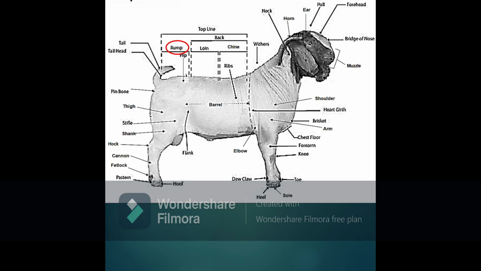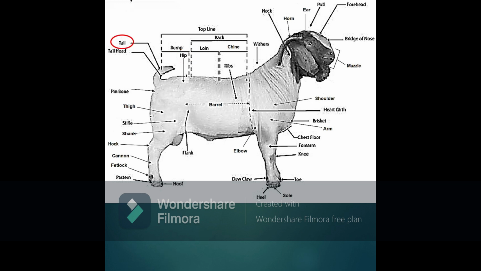The rump, which is the region of the top line extending from the sacrum to the tail head. The top line, or the area of the vertebral column that extends from the withers to the tail head. The ribs, which are the paired curved bones extending from the thoracic vertebrae to the ventral portion of the trunk. The hip or point of hip, which refers to the prominence of the tubercoxae of the hip bone.